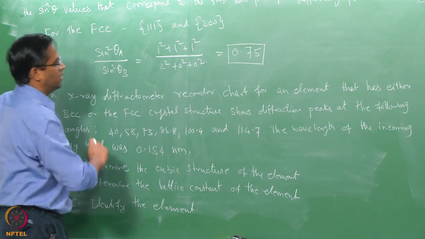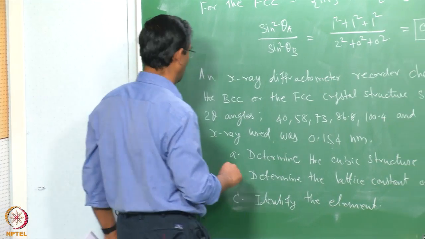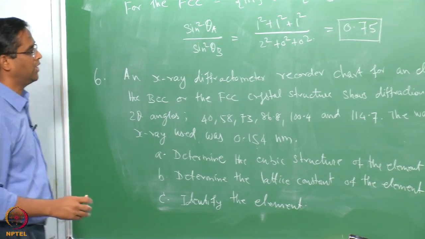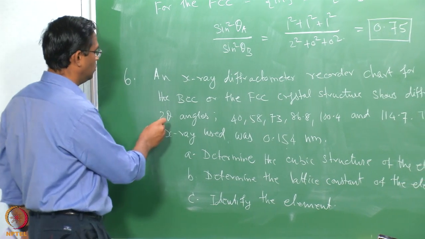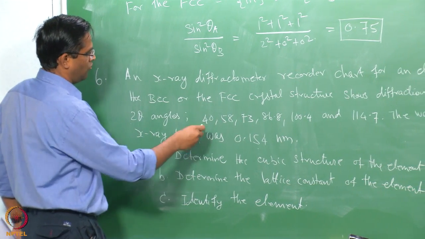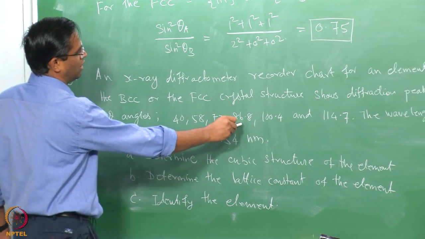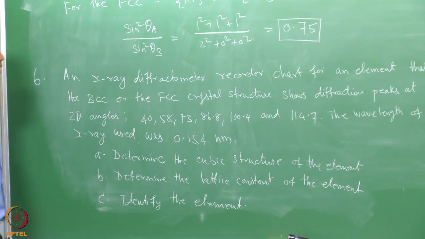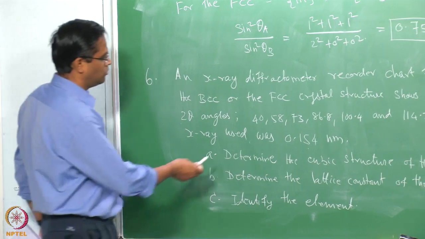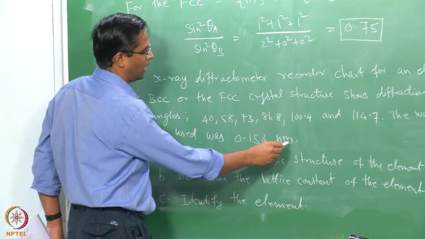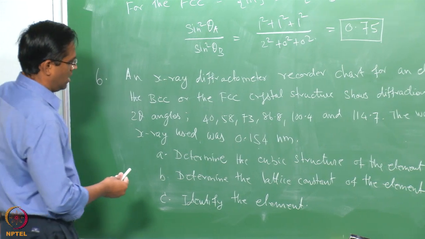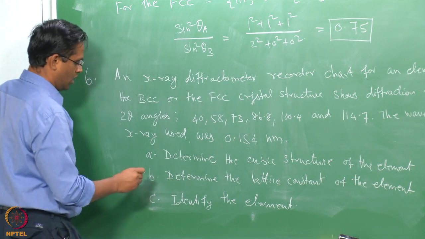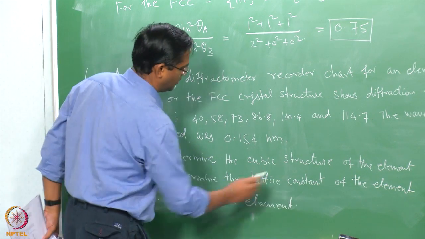An X-ray diffractometer recorded chart for an element that has either the BCC or the FCC crystal structure shows the diffraction peaks at the following 2 theta angles: 40, 58, 73, 86.8, 100.4 and 114.7. The wavelength of the incoming X-ray used was 0.154 nanometer. A, determine the cubic structure of the element. B, determine the lattice constant of the element.